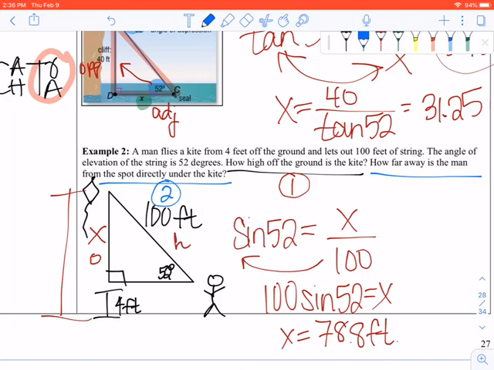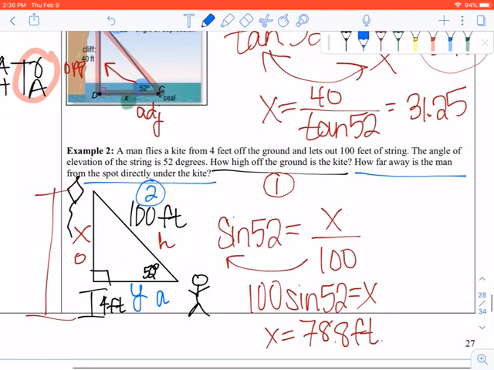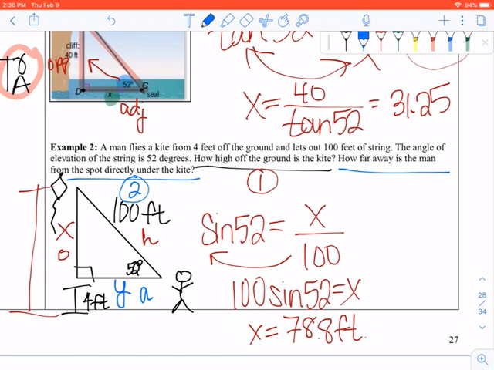So I'm trying to figure out how far he is from the bottom underneath the kite. I'm going to make that y. Okay, that's my horizontal that I'm trying to find. So in this case, I have my adjacent, and I'm going to still use my hypotenuse, not what I got for x. So I'm going to use adjacent and hypotenuse, which is cosine. So cosine of 52 equals my adjacent side y over hypotenuse 100.